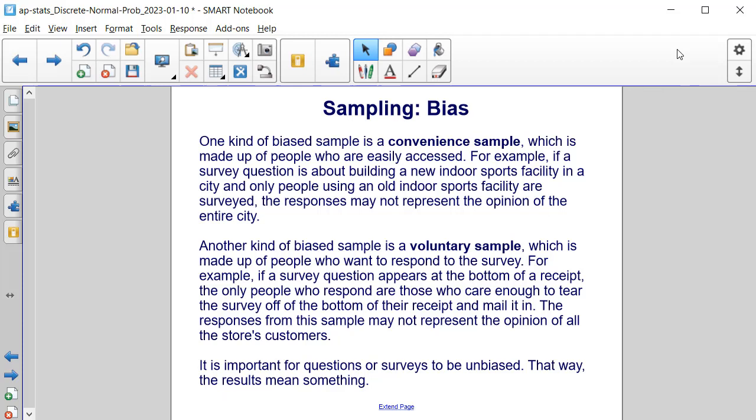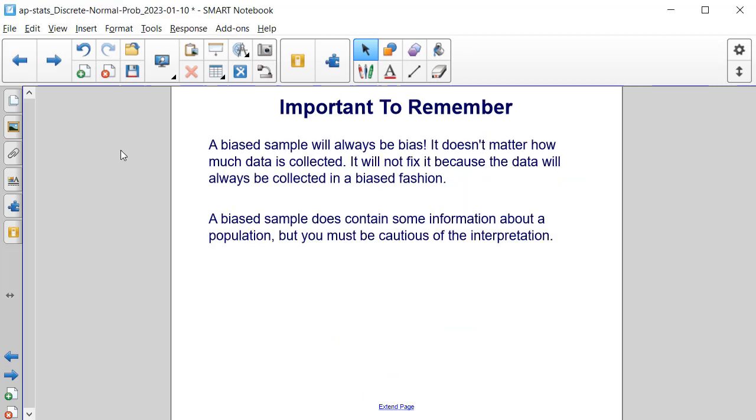It's important for questions or surveys to be unbiased. That way, the results mean something. It is very important to remember that a biased sample will always be biased. It doesn't matter how much data is collected, it will not fix it because the data will always be collected in a biased fashion. A biased sample does contain some information about a population, but you must be cautious of the interpretation.